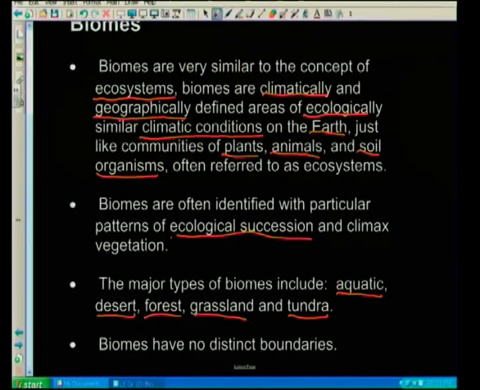Biomes have no distinct boundaries. In other words, one biome will go into another biome, so you'll have an eco-region in between these two biomes. There's no boundary. You can't say the desert starts here and ends there, and then the forest starts there and ends there. There's an interlinking, like an ecotone, between the two biomes.